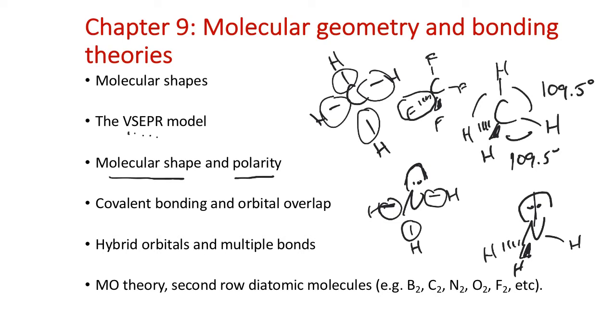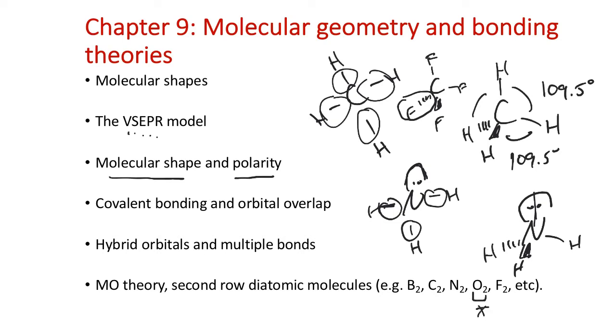So we'll talk about covalent bonding and orbital overlap to get into some different theories of bonding. We'll talk about hybrid orbitals and multiple bonds. And then we'll also talk about molecular orbital theory and a description of molecules in the second row of the periodic table, things like B2, C2, N2, O2, and F2.